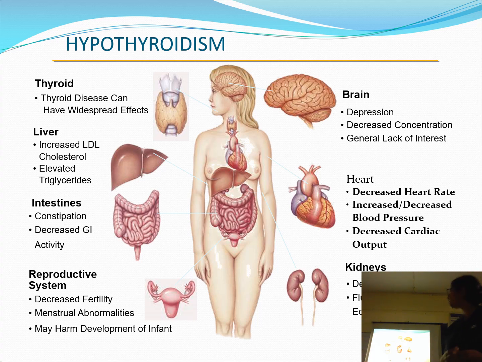In the liver, you can see increased LDL cholesterol and elevated triglycerides. In the intestine, you see constipation and decreased GI activity. In the reproductive system, you see decreased fertility, menstrual abnormalities, and it may harm the development of infants.